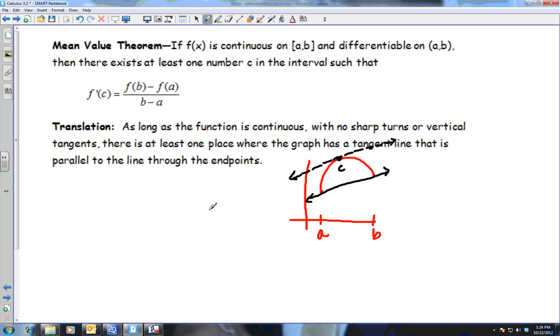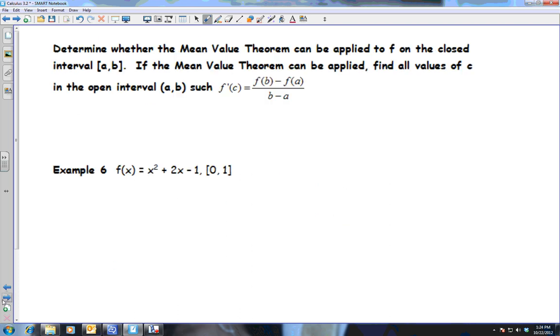Okay, so let me show you what it looks like as an example. Determine whether the mean value theorem can be applied to f on the closed interval. If the mean value theorem can be applied, find all values of c in the open interval. So again, we have to make sure that it's continuous and it's differentiable on the interval that they gave us. So number 1, is it continuous? Yes, because it's an x squared function. Is it differentiable?